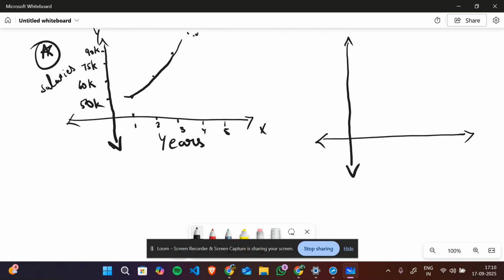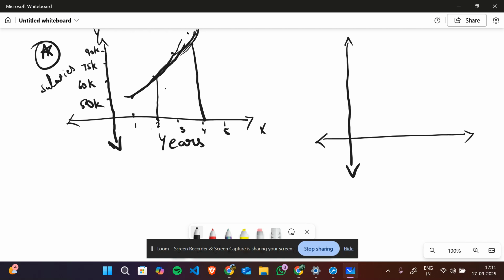Say for example, x1 is 2 and x2 is 4. So 2 is less than 4, and the salaries are 60K and 90K. Definitely f of x1 is also less than f of x2. So it's a real life example for an increasing function.